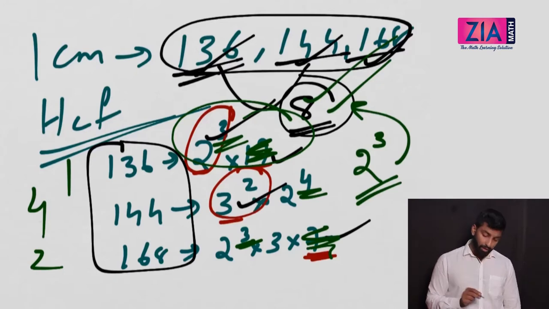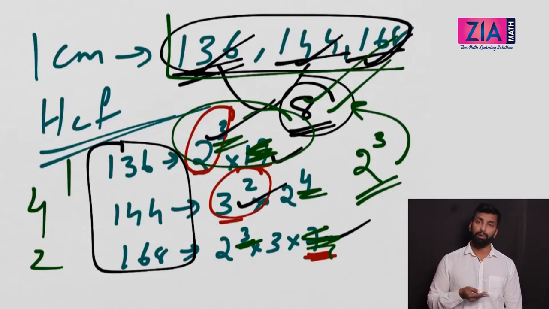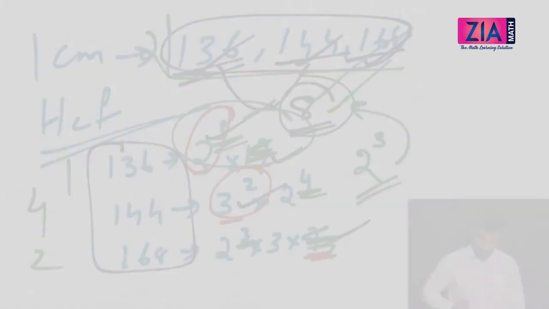Now otherwise, how will you find the HCF? You have another method also, for LCM and HCF. You will divide all the 3 by 2, starting with 2, and you can proceed. You already know, so I'm not wasting my time here.